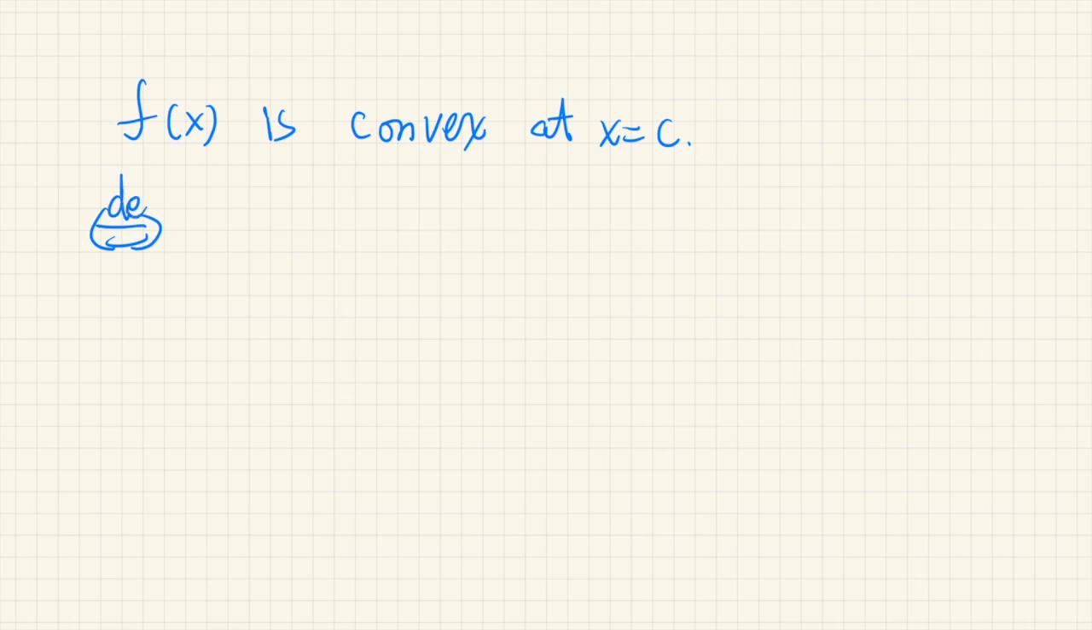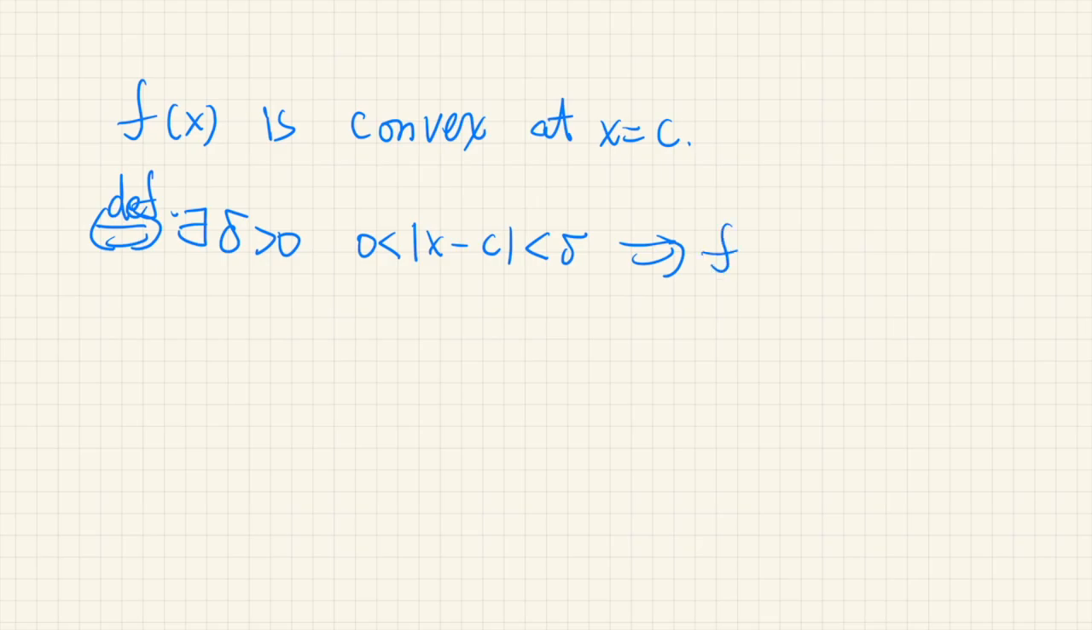Okay, so next we define the convexity and concavity of a function. And we say function f of x, we assume appropriate continuity and differentiability as usual, is said to be convex at x equal to c if the following holds. So that is, there exists some delta that is positive such that if the difference between x and c is between 0 and delta, then f of x is greater than the tangent line at c.